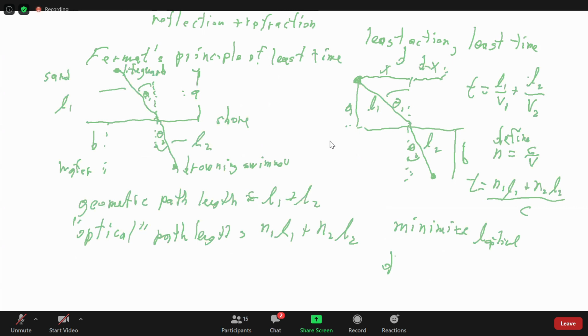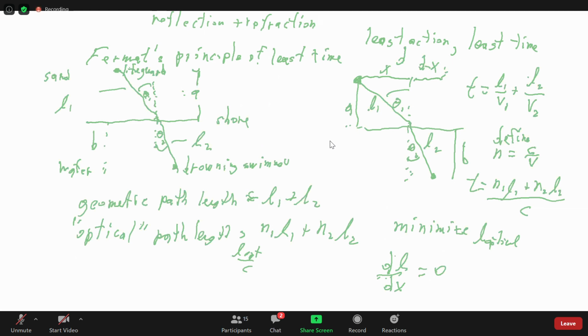Oh, by the way, this N1 L1 plus N2 L2 is L optical over C. We have to do a dL/dx, because that tells us where we have to make the turn. We have to do dL/dx equals 0. We have to solve that. Give me a moment to finish copying that down, because I need the whole board to do the next part, to take the derivative and set it equal to 0. All right, we're almost there.